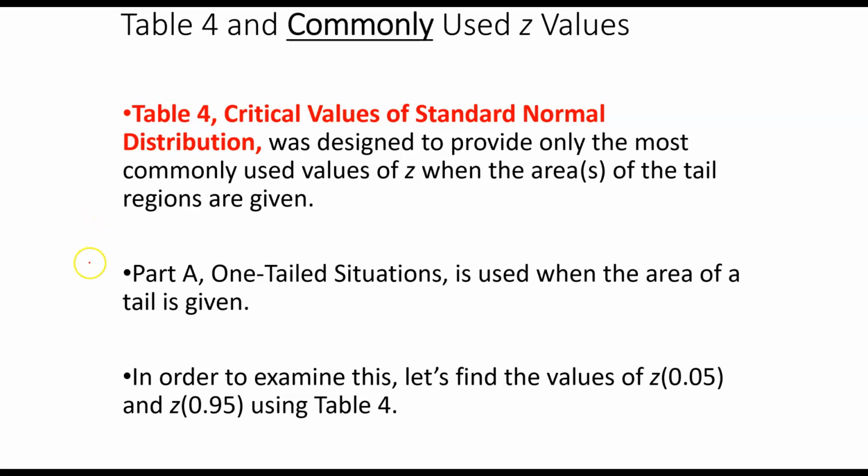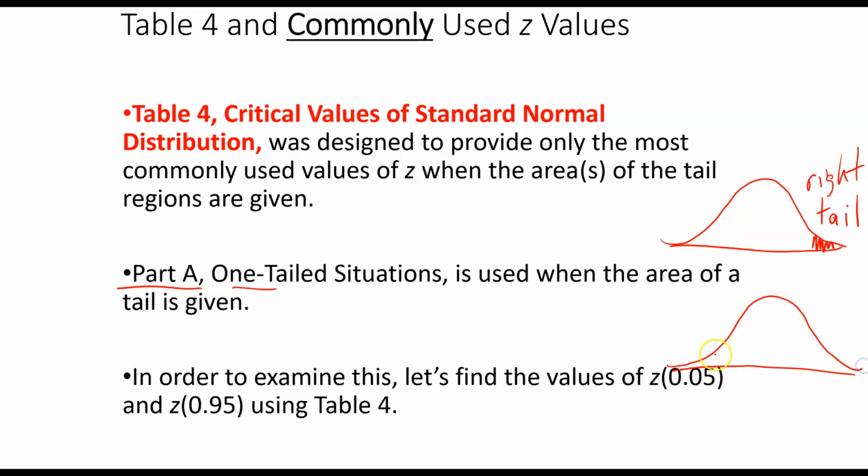In the first part of table 4, part A refers to the one-tailed solutions. And a one-tail looks like this. We either have a right tail or a left tail. And because of the symmetry, you are probably only going to be given the right tail in table 4, and you'll just put a negative in front for the left tails.